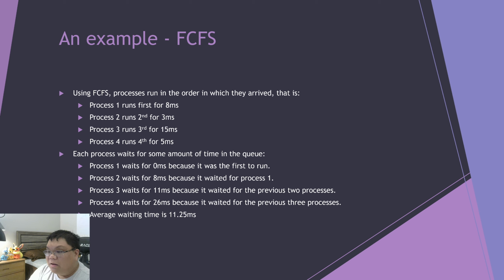Each process waits some amount of time in the queue. Process 1 waits for 0 milliseconds because it was already in the front of the line. Process 2 must wait for 8 milliseconds for process 1 to complete. Process 3 must wait 11 milliseconds for the previous 2 processes to complete. And process 4 waits 26 milliseconds because it had to wait for the previous 3 processes to complete. We can calculate an average waiting time, and in this example, it is 11.25 milliseconds.